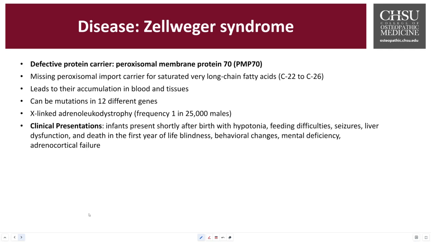This is a quite rare disease. It happens in 1 in every 25,000 males, and it does have multiple genes that code for this. So there are variations where there are 12 different genes involved in creating a certain form of Zellweger disease. Some of the clinical presentations include difficulties with feeding, seizures, liver dysfunction, and also even a high risk of death in early childhood.